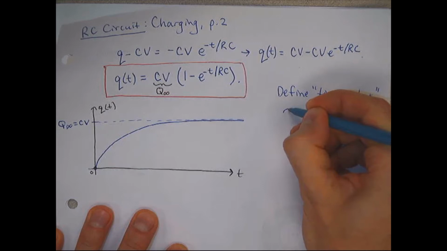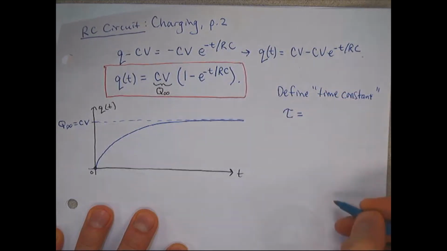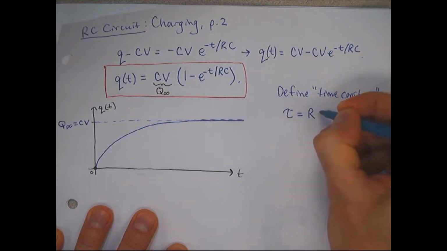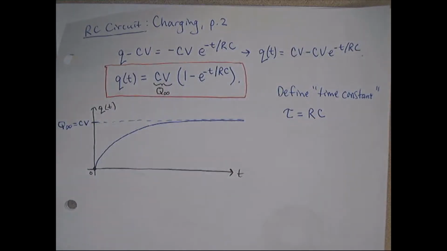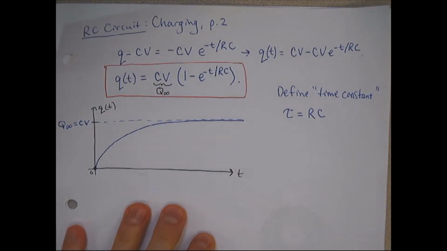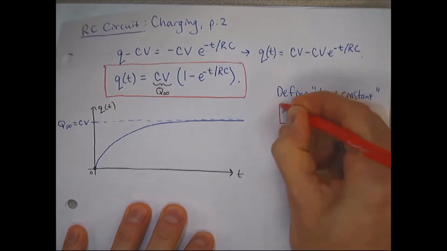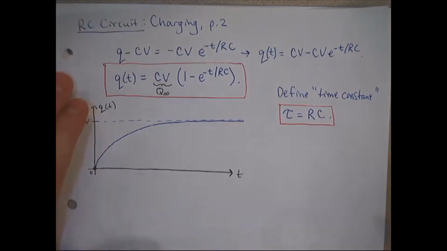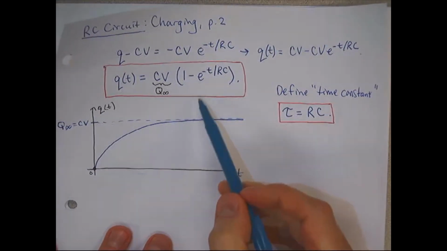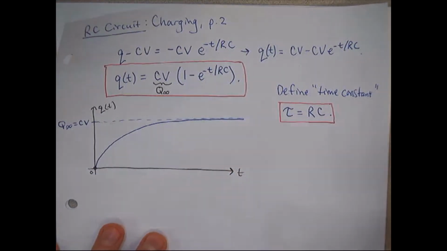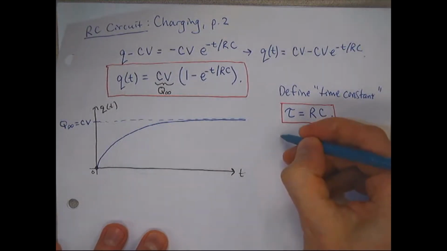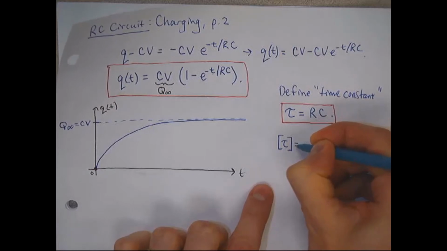We use lowercase Greek letter tau, and it is equal to the resistance in your circuit times the capacitance in your circuit. It's a shorthand that lets you write this as e to the minus t over tau. Let's make sure we're clear about its units.